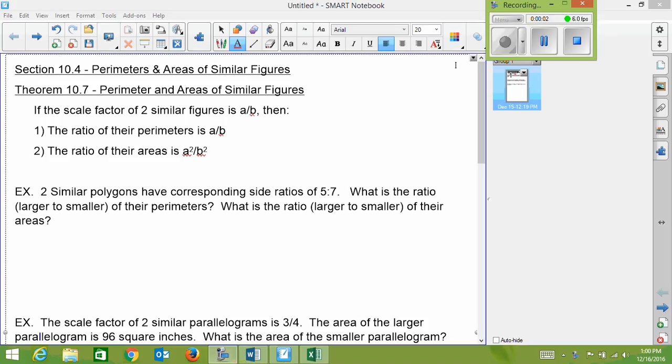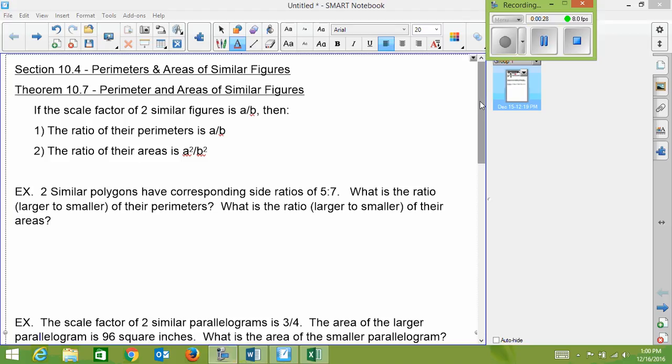Hello and welcome to section 10.4, which is on perimeters and areas of similar figures. Theorem 10.7, perimeter and areas of similar figures. It says if the scale factor of two similar figures is A divided by B, then the ratio of their perimeters is also A over B, and the ratio of their areas is A squared over B squared.